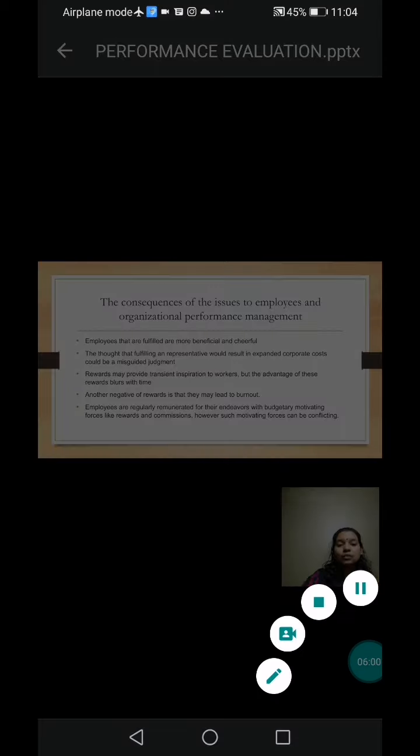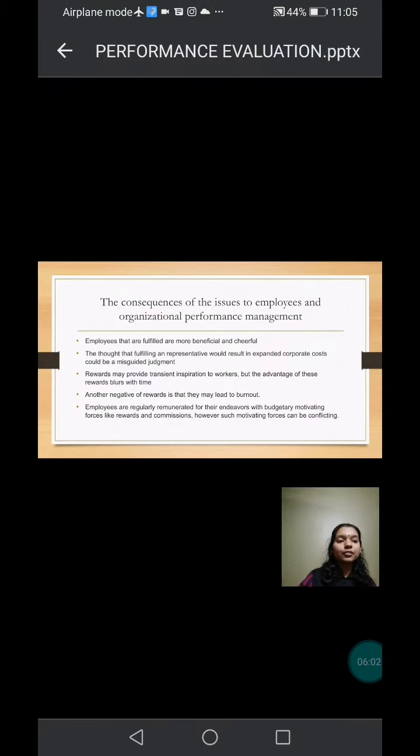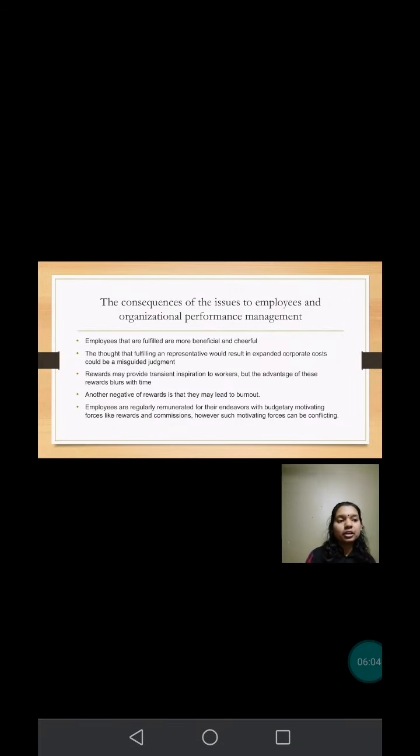Fifthly, employees are regularly remunerated for their endeavors with financial motivating forces like rewards and commissions. However, such motivating forces can be inconsistent. A small organization may be able to remunerate all of its employees with enormous annual incentives, but if the company does poorly the following year, it may not be able to pay rewards. Employee morale may suffer if they get less than they anticipated or have gotten in the past.